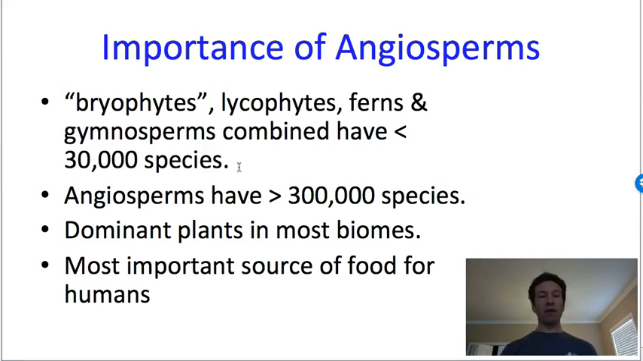We will talk about the fact that that probably relates to flowers and fruits. Angiosperms are the dominant plants in most biomes. So whether you go to the Arctic tundra or to temperate forests or even to deserts, most plants that you encounter will be angiosperms. These are also by far the most important source of food for humans. If you go through all of the plant material you eat in a day, I'm guessing that more than 95%, maybe more than 99% of it, is angiosperm plant material.